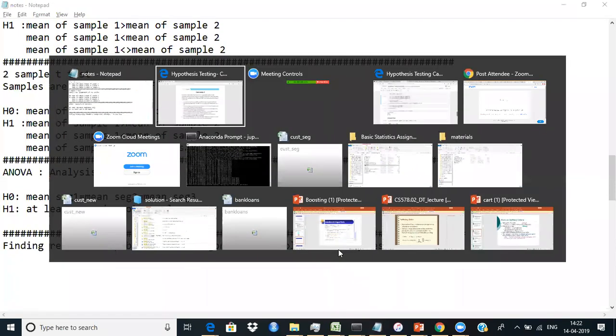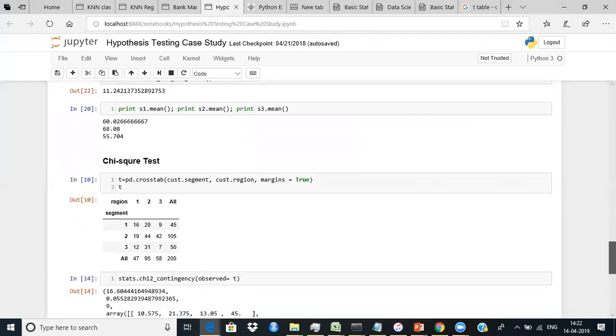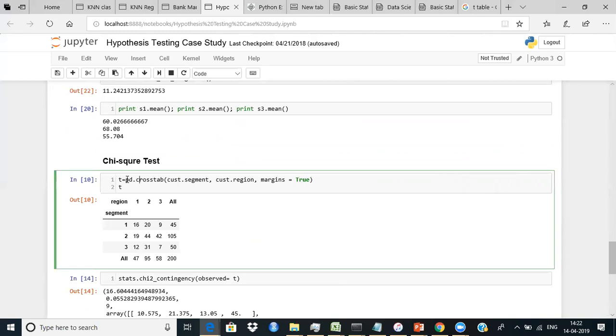Now, how do you do it in Python? What you first need to do is create something known as a cross tab. Let me just take you through the code, then I'll explain what this means. To create a cross tab, you use pandas dot crosstab. This is a function, and then you pass two variables that you need a cross tab for, separated by comma, and then you pass margins equal to true. Margins equal to true means it will show the totals for row and column.